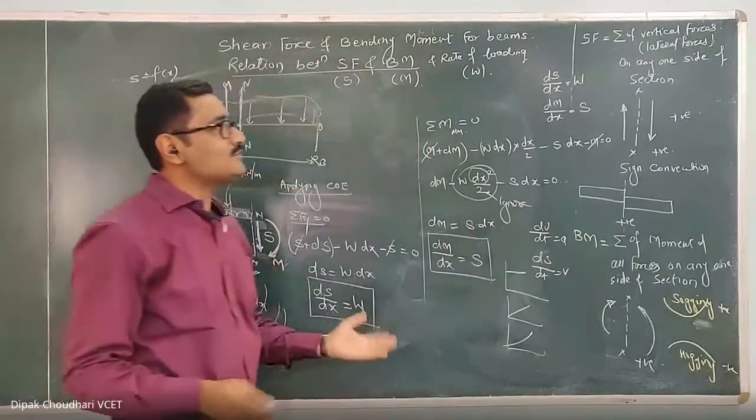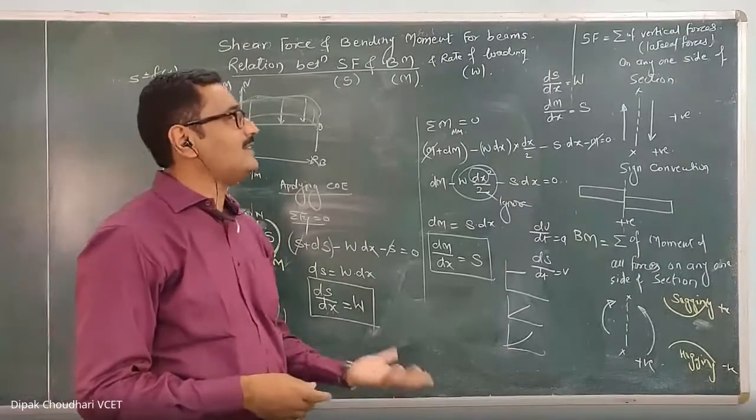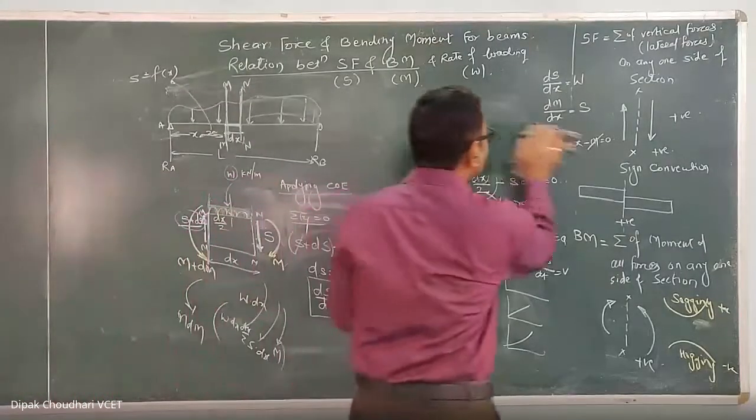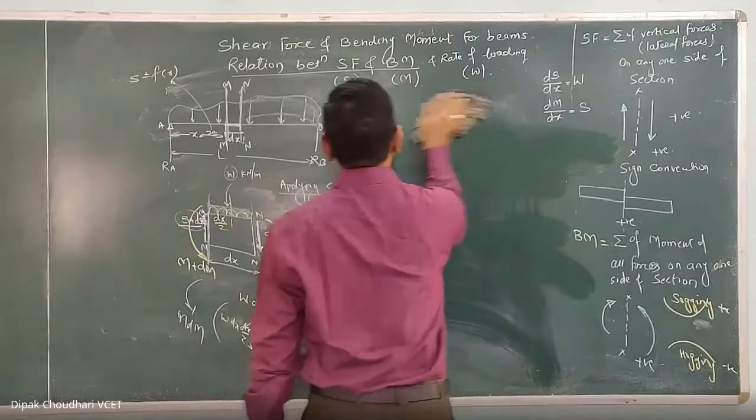Further, I will conclude something from this equation, similar to the a-t, v-t and s-t diagrams. So the rate of change of shear force is the rate of loading. The rate of change of bending moment with respect to x is the shear force. Now I already told you that we have to draw the shear force and bending moment diagram. Listen to me.